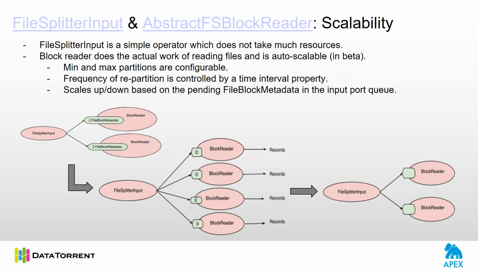Now the operator will try to reduce this backlog to 0. So it will create two more partitions of block reader, and all these partitions will be deployed, and they all get one file block metadata, read the corresponding block in the file and emit records from it. After a certain period, when there are no more pending file block metadata, it will scale down to 2. This feature is still in beta. We have just tested it in isolation, so we need to test it more.